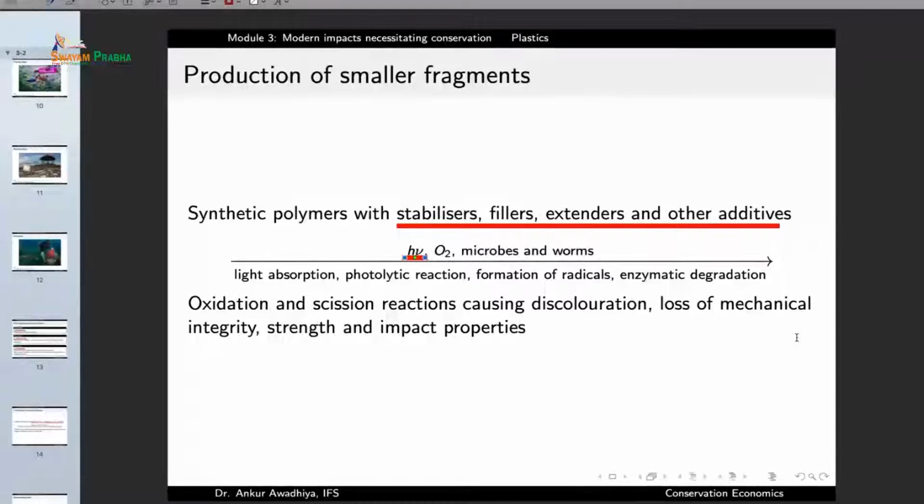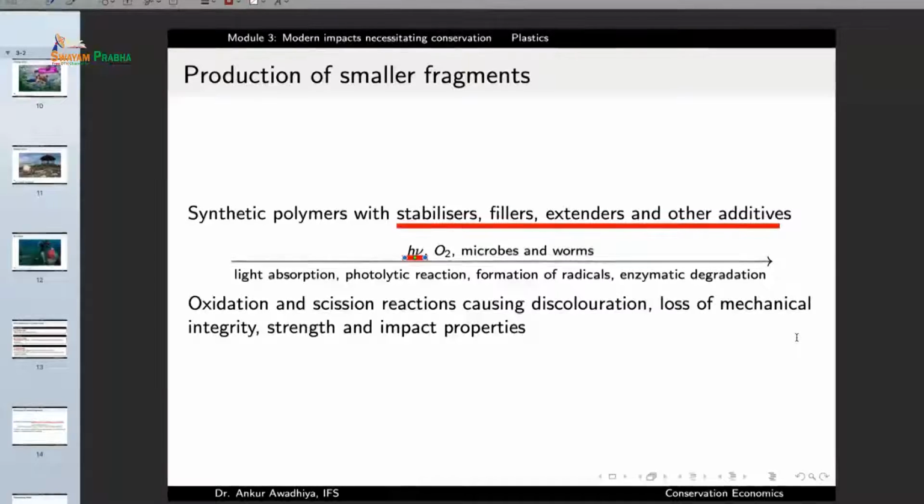So a good example is if you take this bottle and keep it on your rooftop for a few months, you will start seeing that it will slowly turn whitish in color, and then it will become more and more brittle. And after a while, it will start converting into smaller fragments.